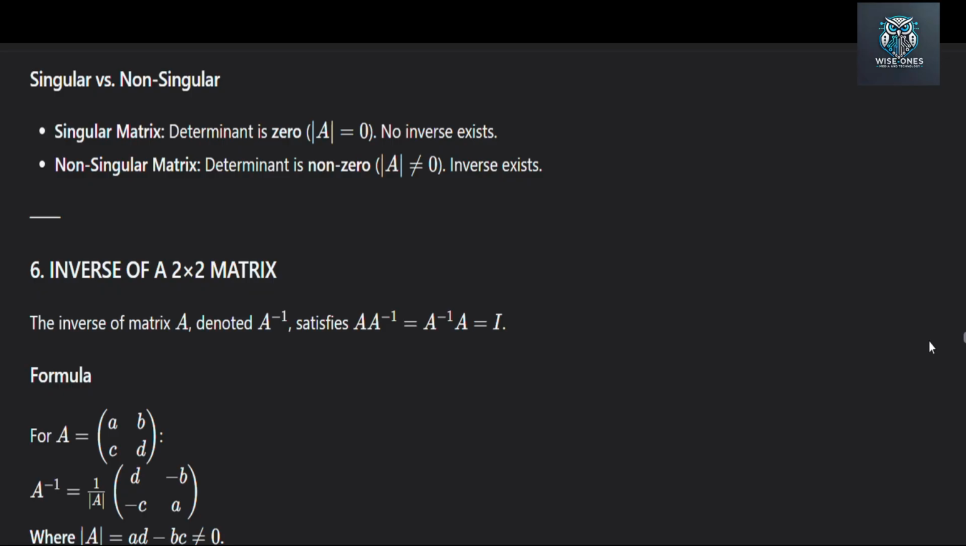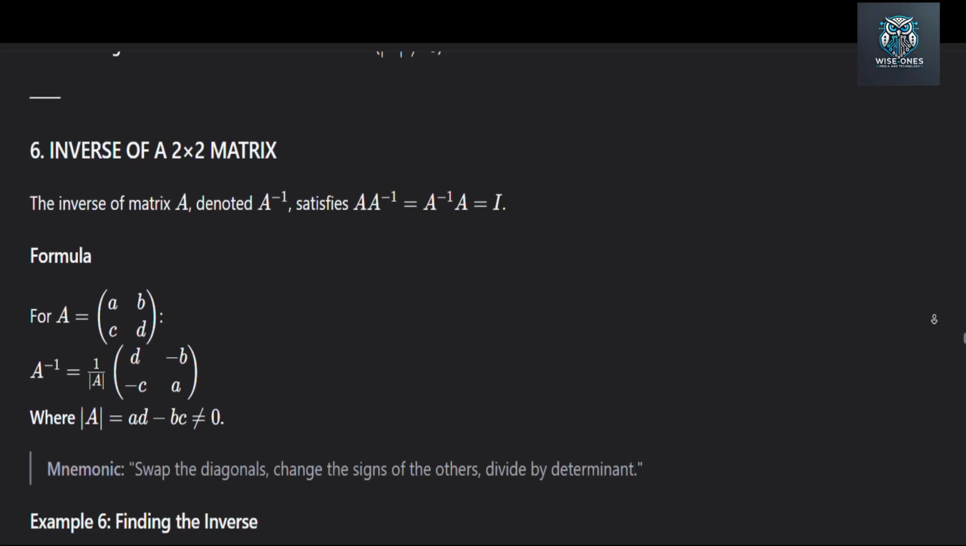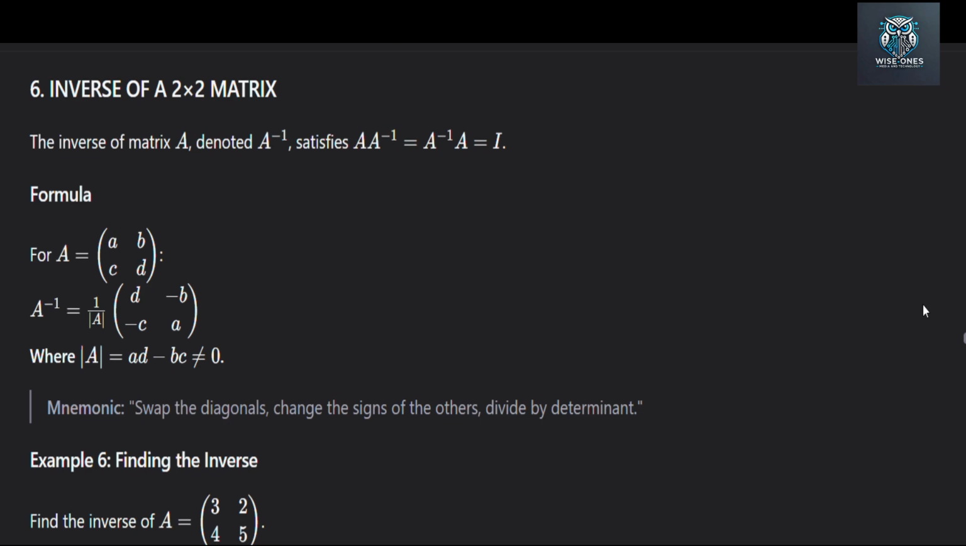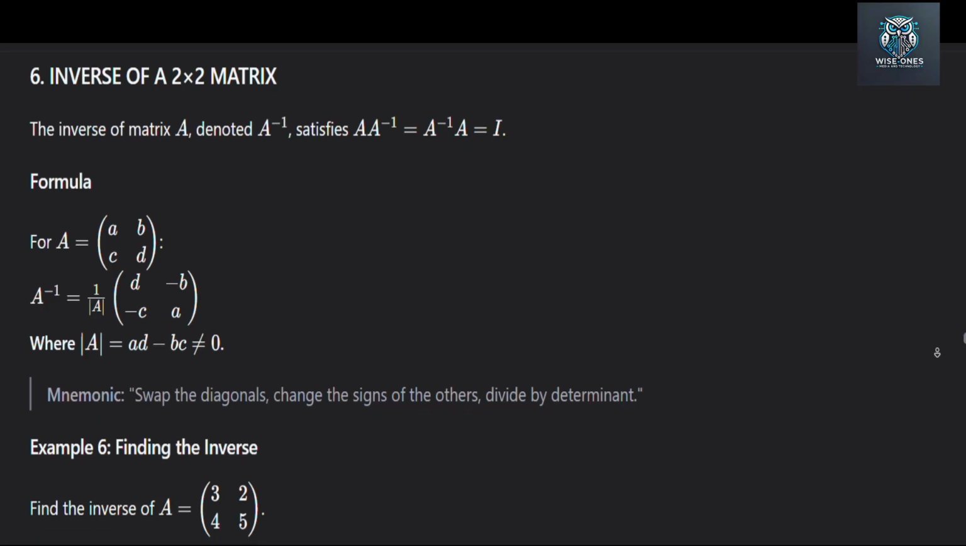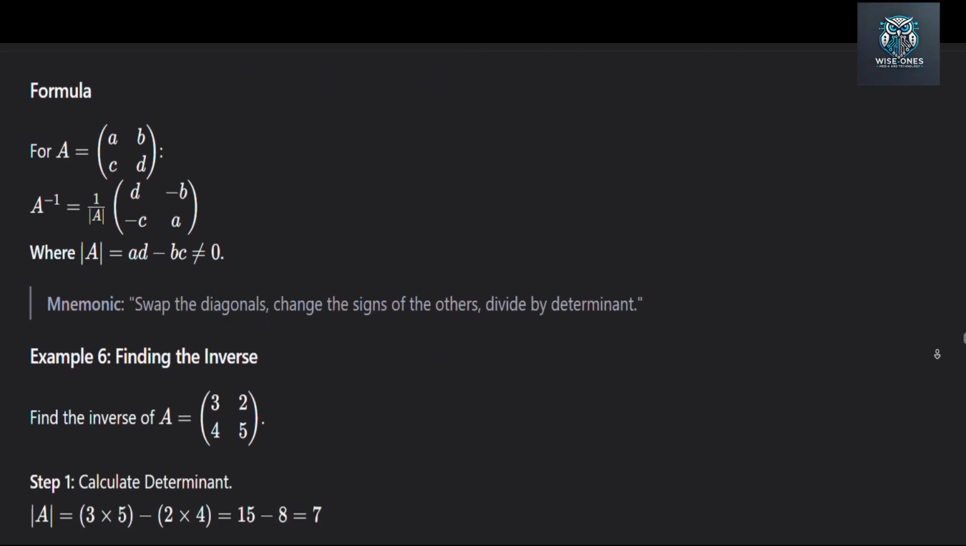The formula is 1 over the determinant times a new matrix. The new matrix is formed by swapping the diagonals and changing the signs of the others. So a and d swap places. b and c change signs. Mnemonic: swap the diagonals, change the signs of the others, divide by determinant. Say it with me. Swap the diagonals, change the signs of the others, divide by determinant.